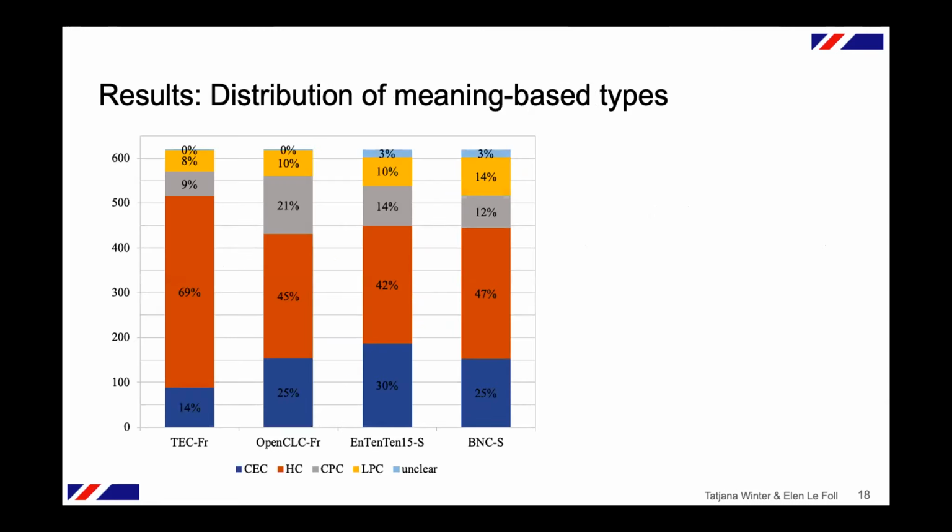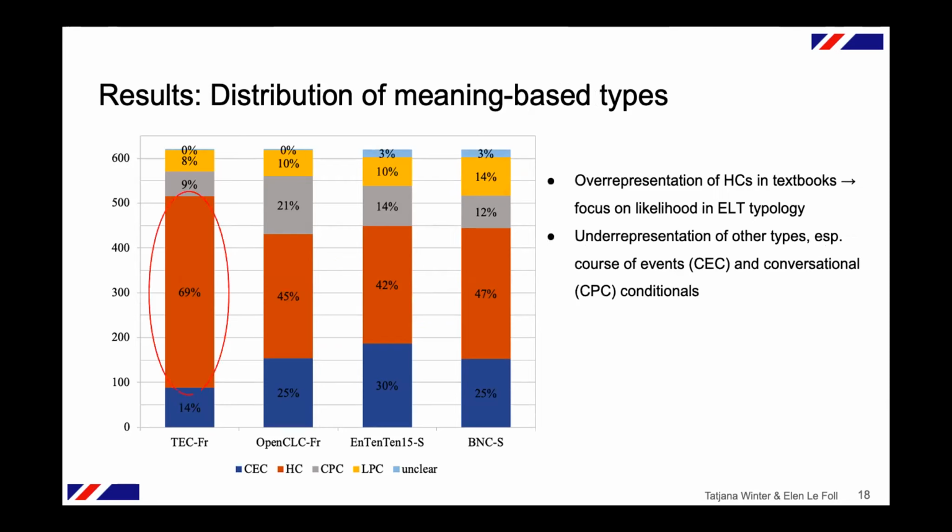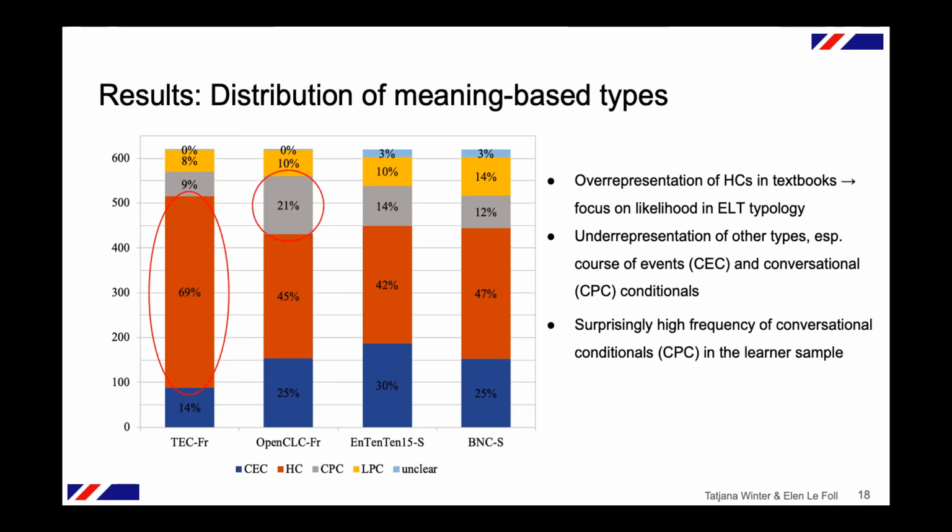Then we looked at the distribution of meaning-based types. So according to the typology that Tatjana just outlined, here, unsurprisingly, we find an overrepresentation of hypothetical conditionals in the textbook data, because that is what they focus on when they mean if conditionals. We find an underrepresentation of the other types, in particular of the general truth, the course of event, and also of conversational conditionals. Surprisingly, we find that learners are actually using a lot of these conversational conditionals, even though they're not very present in the textbooks.